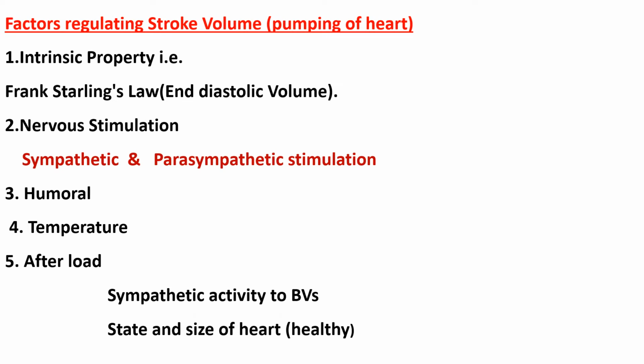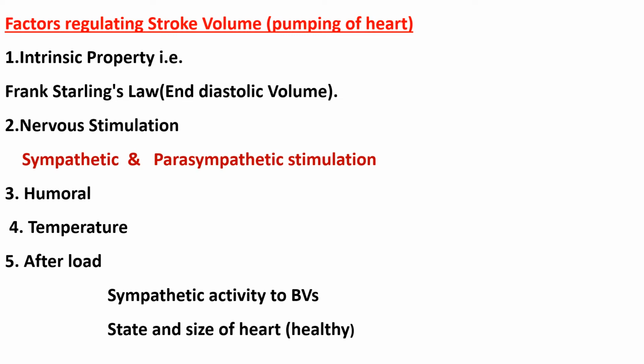Second is nervous stimulation. The venous return, which was coming to the heart, the end diastolic volume definitely determines the stroke volume. And if the blood volume is less in the body due to some hemorrhage or diarrhea, due to some loss of fluid or blood from the body, then the stroke volume is less. That we talk all about Frank Starling's law.